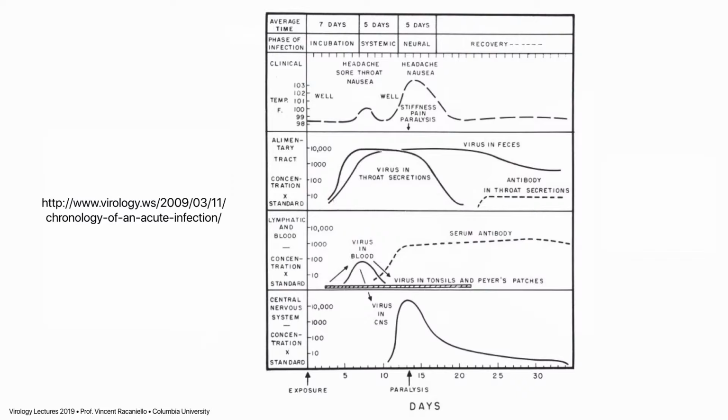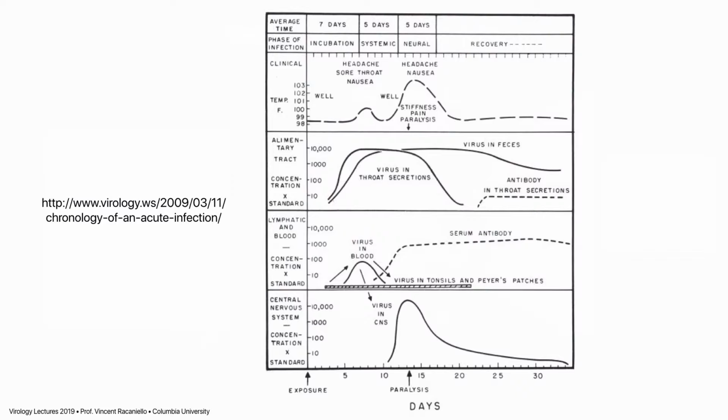Exposure to the virus happens here at day 0. We're looking at time and different parameters on the y-axis. And so here we're looking at temperature, clinical temperature here in Fahrenheit. You have a spike of temperature at about day 7. So the virus has replicated in the gut, it's established a viremia, and now you're making cytokines that induce a fever. Day 7, headache, sore throat, nausea. 99% of people after that get well. The viremia goes away, the temperature goes down, and they're fine.